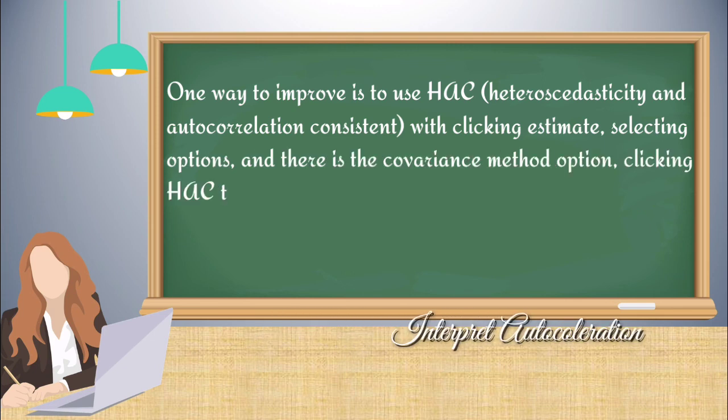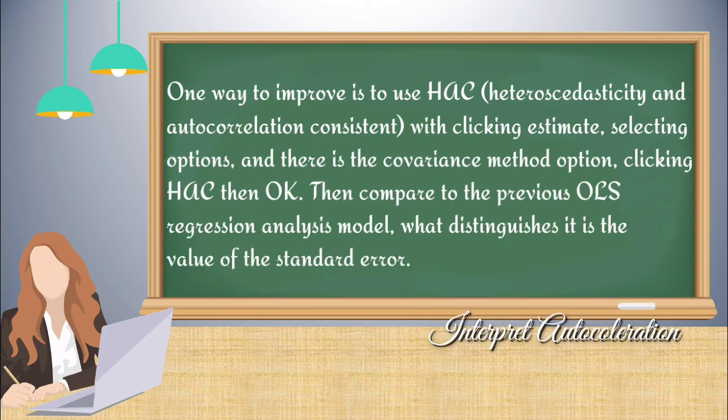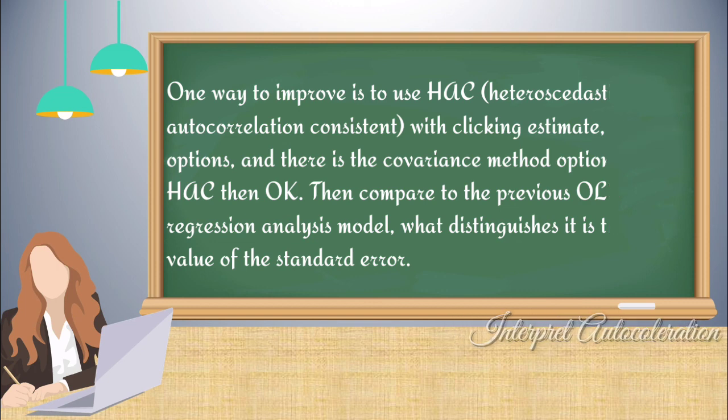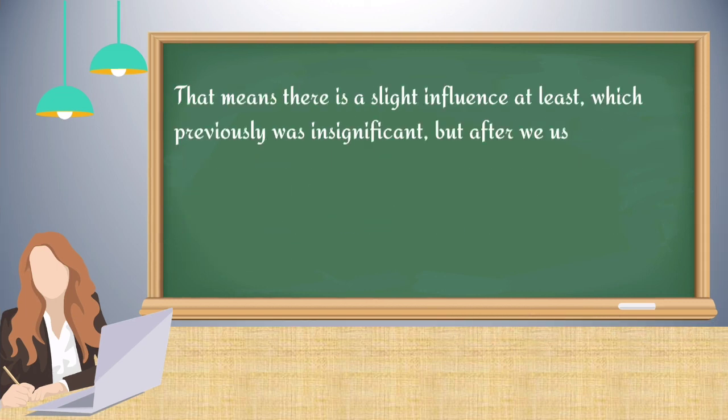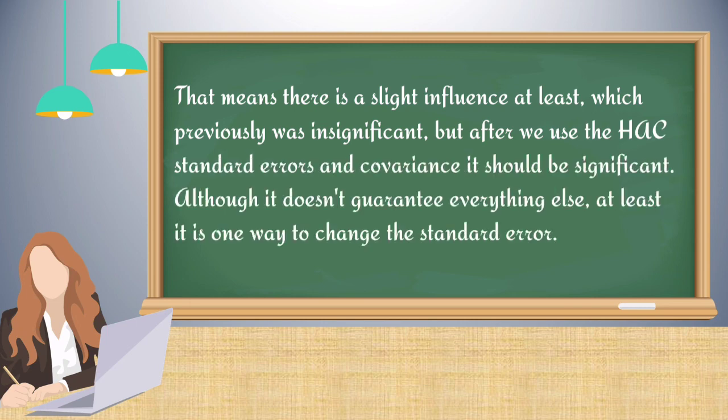One way to fix this is to use HAC, heteroscedasticity and autocorrelation consistent, by clicking Estimate, selecting Options, and there is the covariance method option. Click HAC, then OK. Then compare to the previous OLS regression model. What distinguishes it is the value of the standard error. That means there is at least a slight influence, as the previous one was insignificant. But after we use the HAC standard error and covariance, it should be significant. Although it doesn't guarantee everything else, at least it is one way to change the standard error.